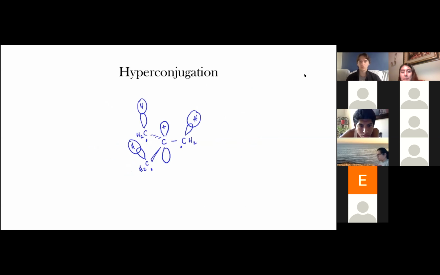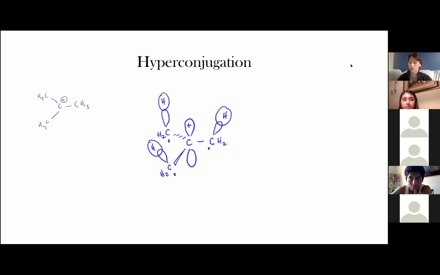And so if we look at this molecule, right, CH3. So it's the same molecule from the previous page, and the carbon with the positive charge has a free p orbital. Okay, there aren't any electrons in this p orbital, right? And so that's what we're showing by this positive charge right here.